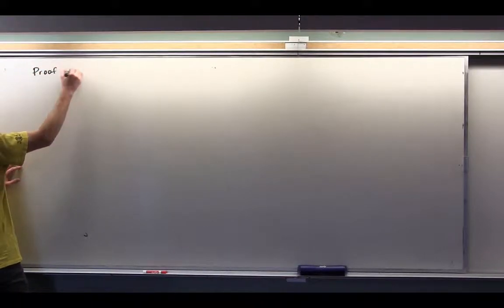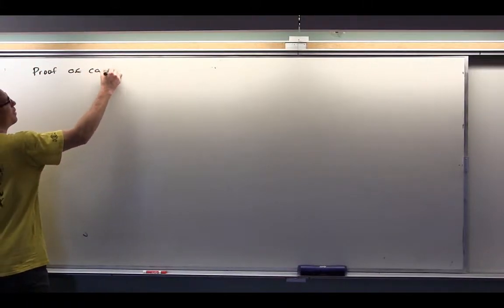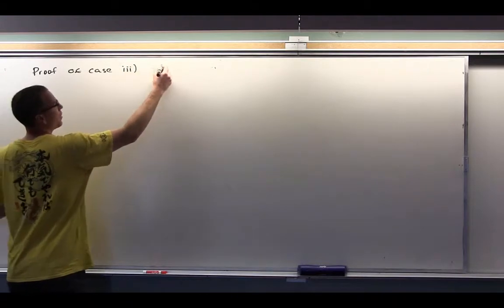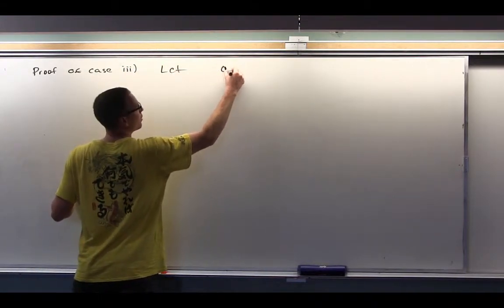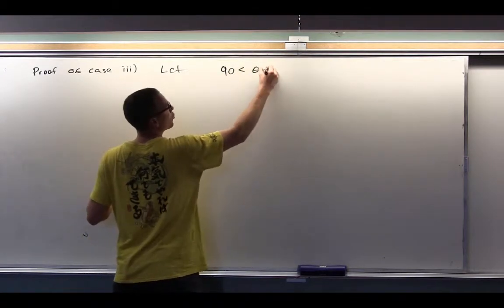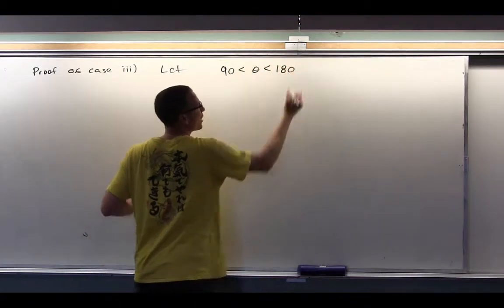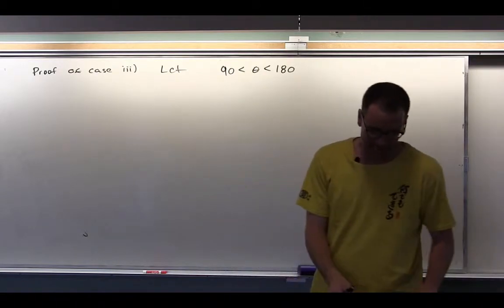Proof of case 3, I'm sorry. Case 3. What's the assumption that I have on the angle? Greater than 90, strictly less than 180. Why would I say it's strictly less than 180? Why is it not allowed to be exactly 180?